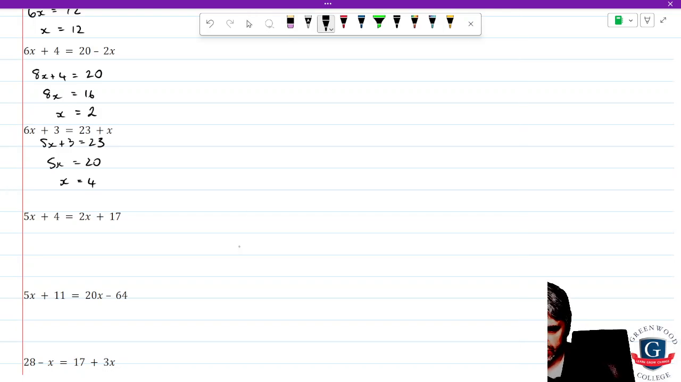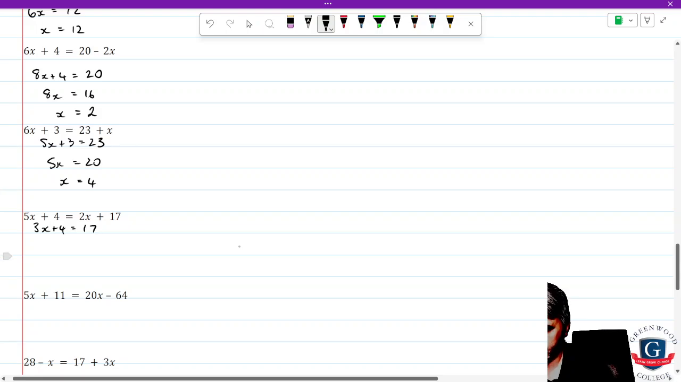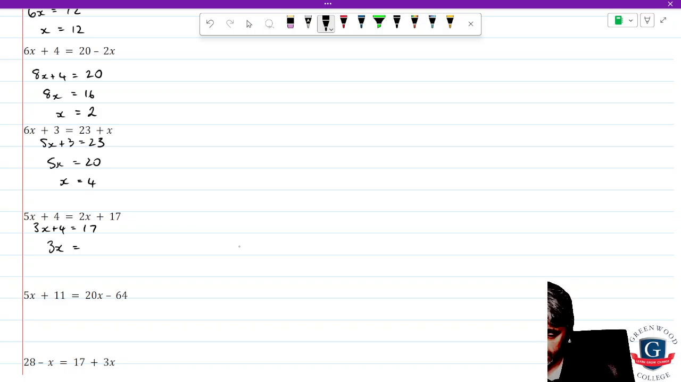Looking at this one, I might use a bit more space over here. I'm trying to make the equal signs line up. Okay, so subtract 3 from both sides. 3x plus 4 equals 17. Subtract 4 from both sides. 3x equals 13.